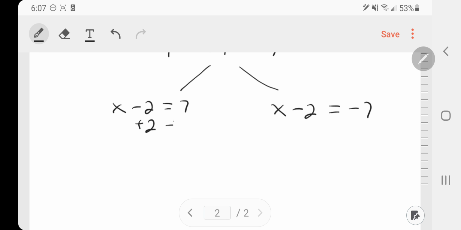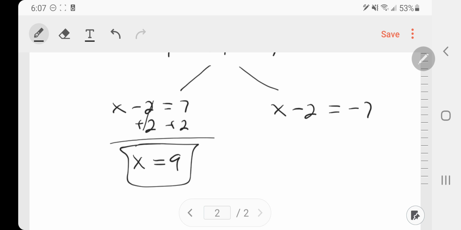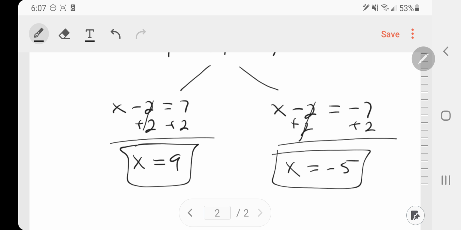So on the left side, I'm going to add 2 on both sides, and I get x equals 9. That's one possible solution. And I'm going to add 2 on both sides over here, and I get x equals negative 5. And there is my second solution.